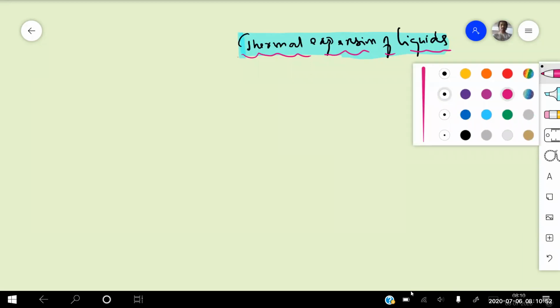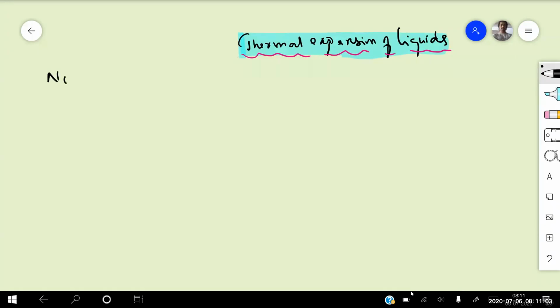So what is the last topic I told you yesterday? You tell me. I think I have told you the relation between gamma apparent and gamma real, isn't it? Yes, sir. Okay, keep a note and write point number 1 there.